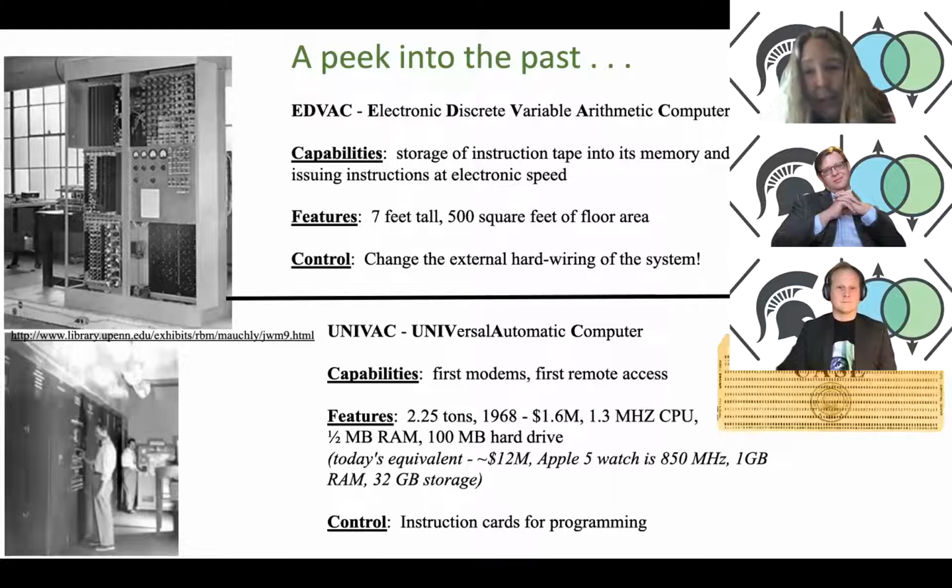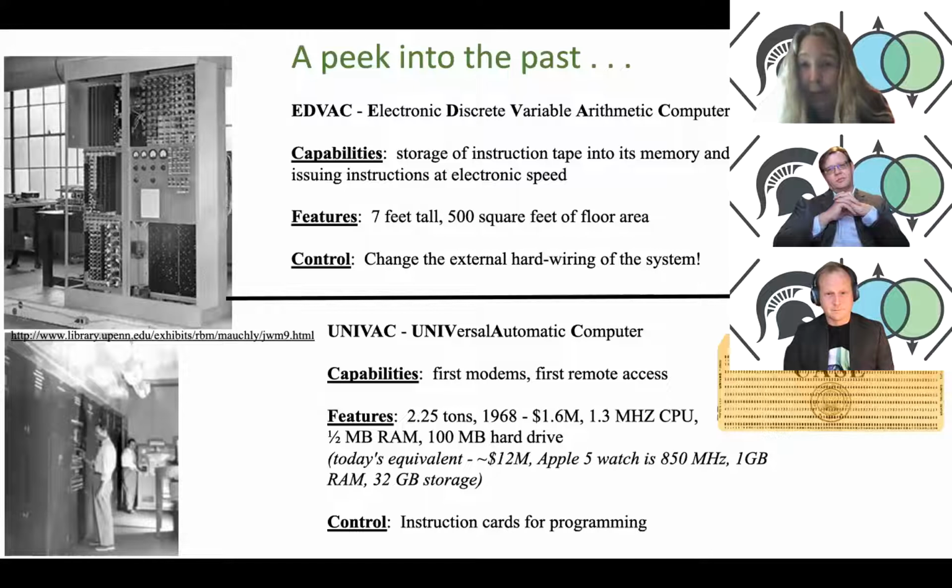Certainly advances were made. That was in the 1940s. In the 1950s, what came about was a different system called the EDVAC, the Electronic Discrete Variable Arithmetic Computer. And the capabilities were much improved. You could actually store instruction tape. You could have that as your memory, your way of doing memory, and it was much faster. The instructions could be issued at electronic speed.